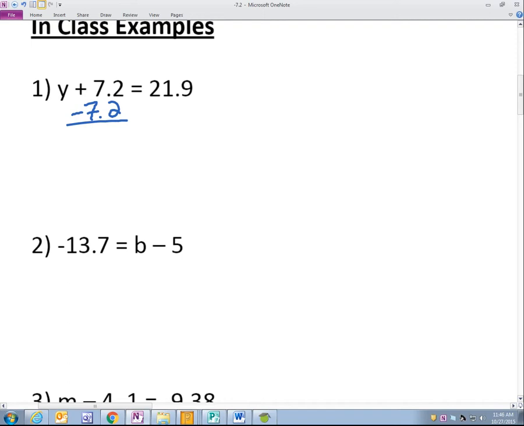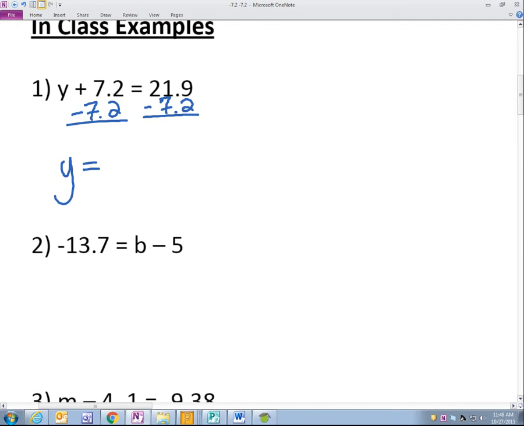Yes, sir? So if it's a plus sign, then it's going to be minus, but if it's a minus sign, then it's a plus? Yes, you're doing the inverse, the opposite of it. The opposite of addition is subtraction, and the opposite of subtraction is addition. So you're just doing the opposite of it. How do you make that y be by itself? You just do the inverse of what's happening to it. 7.2 is being added to it, so I'm going to take away 7.2.